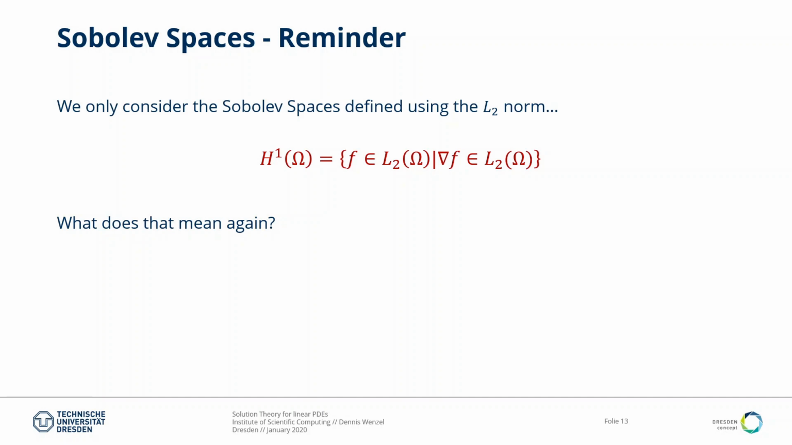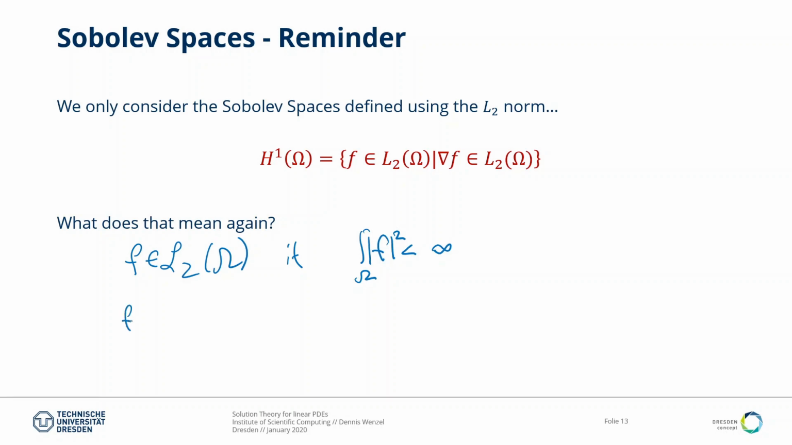L2 was something like an integral. So if I say that f is in L2 of omega, then this means that the integral over the domain omega of f squared is less than infinity. Here it is f squared, otherwise it would be L1, not L2. So the integral of f squared is bounded.